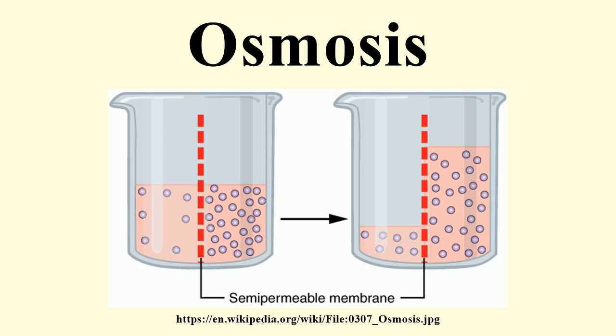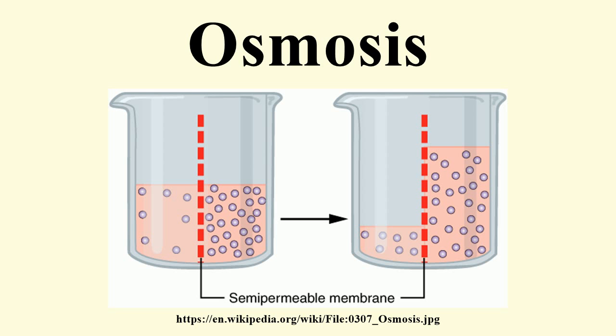water moves out of the cell and the cell shrinks. In doing so, the cell becomes flaccid. In extreme cases, the cell becomes plasmolyzed. The cell membrane disengages with the cell wall due to lack of water pressure on it.